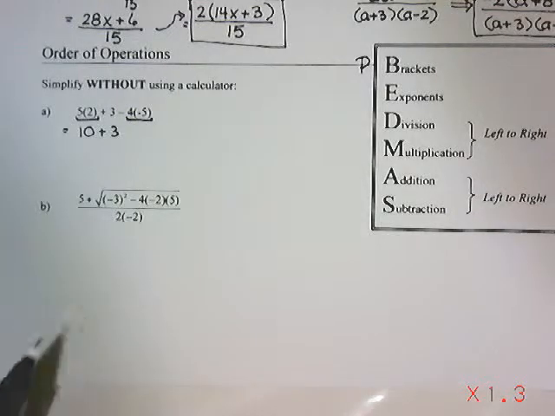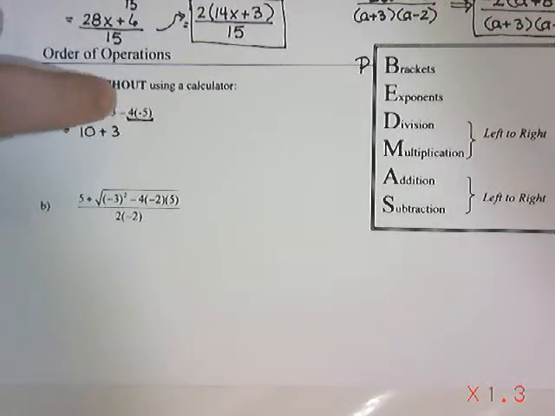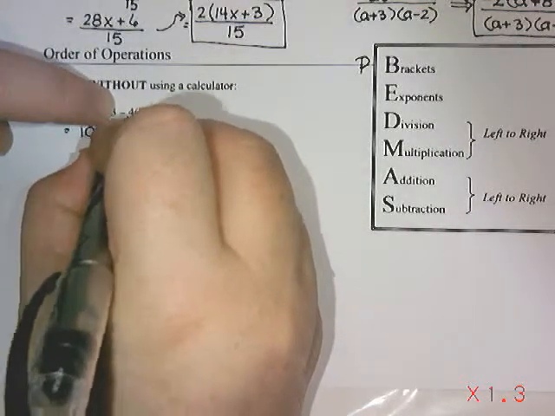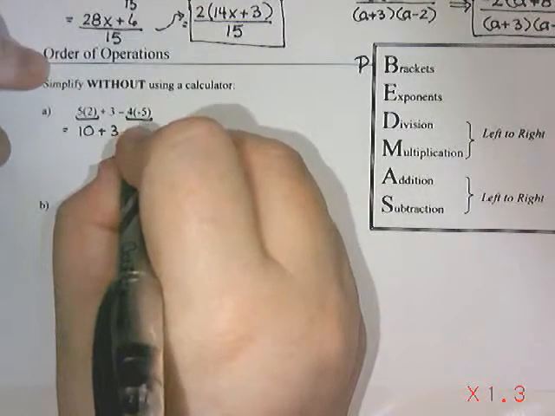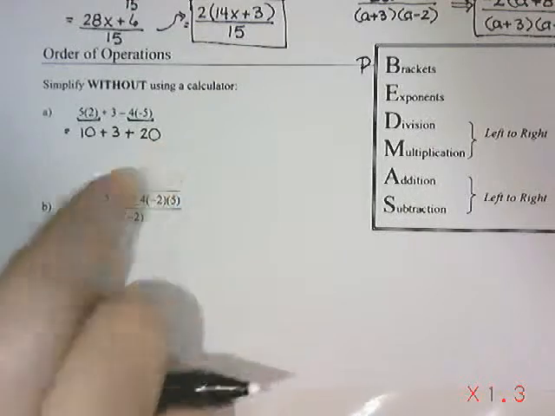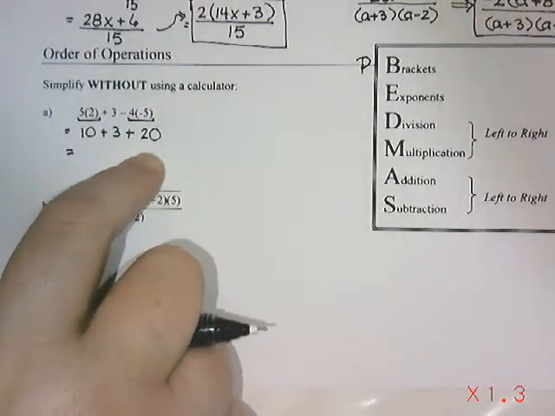You have choices. You could do 4 times negative 5, get negative 20, and then have minus 20. I find the double signs a little confusing, so I prefer to do minus 4 times minus 5. 2 negatives are going to make a positive, so it's going to be positive, and 4 times 5 is 20. And then we're down to just addition, so I'm just going to add these together. 10 plus 3 is 13, plus 20 is 33.